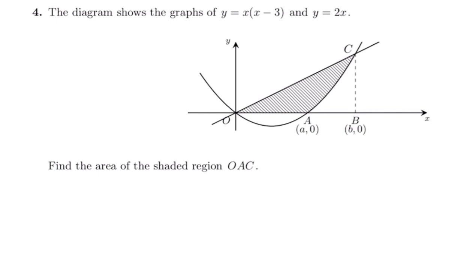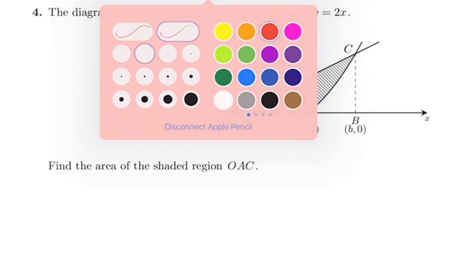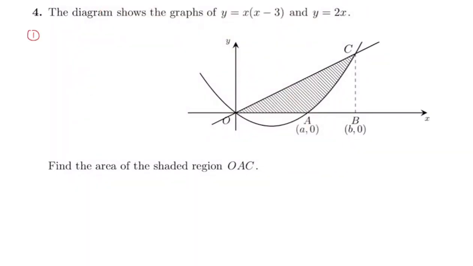So we need a process. So the first thing we need to do is find A and B. We can see that it passes through the origin. So this is our process, I'm going to write it down. So number 1, we're going to find this area. So find the area that looks like this. It's the integral between 0 and B of line minus curve dx, and that will give us the area that looks like that.